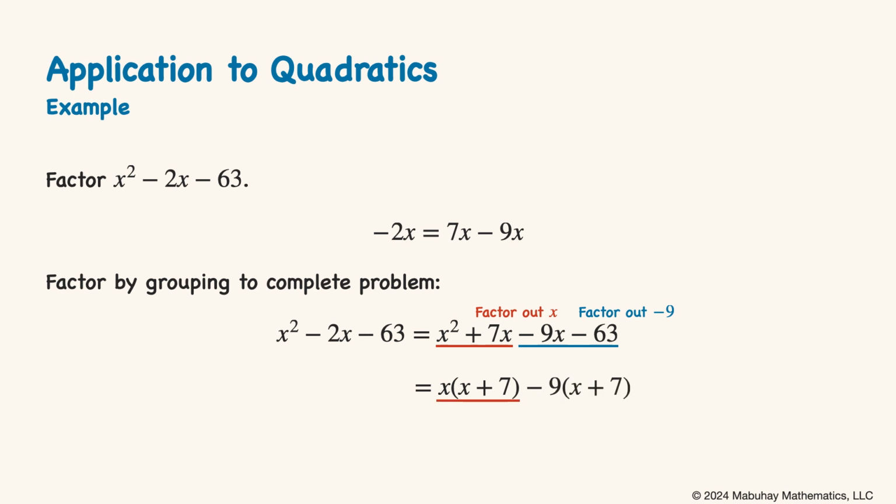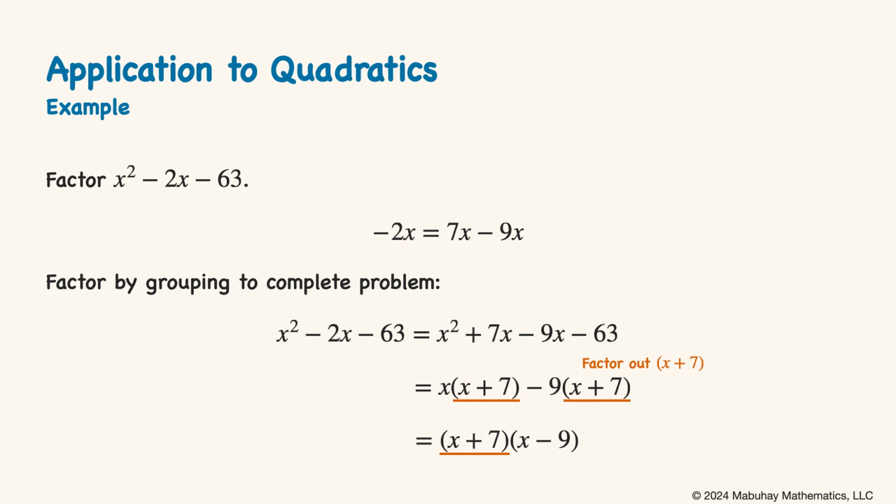From the first pair, we get x times the quantity x plus 7. From the second pair, we get negative 9 times the quantity x plus 7. And lo and behold, now this common factor of x plus 7 has revealed itself. Okay, and so let's factor that x plus 7 out. Left over in the first term, there's just a factor of x. In the second term, there's a factor of minus 9. And so our factored form of x squared minus 2x minus 63 is the quantity x plus 7 times the quantity x minus 9.